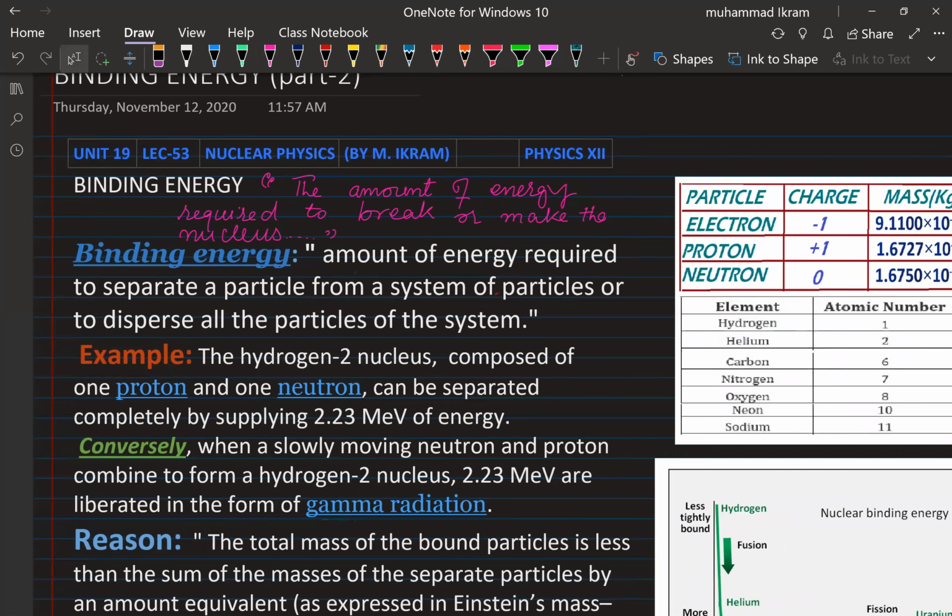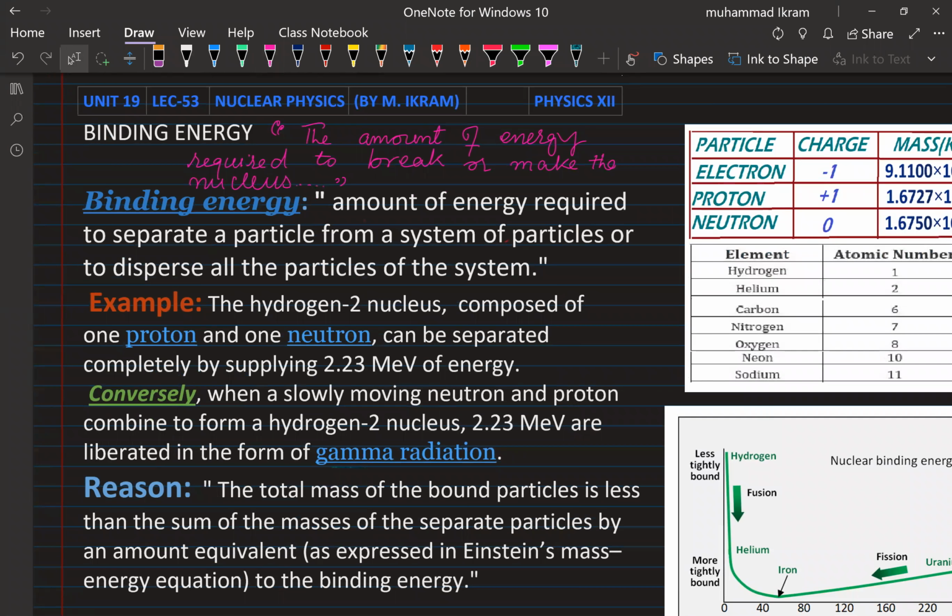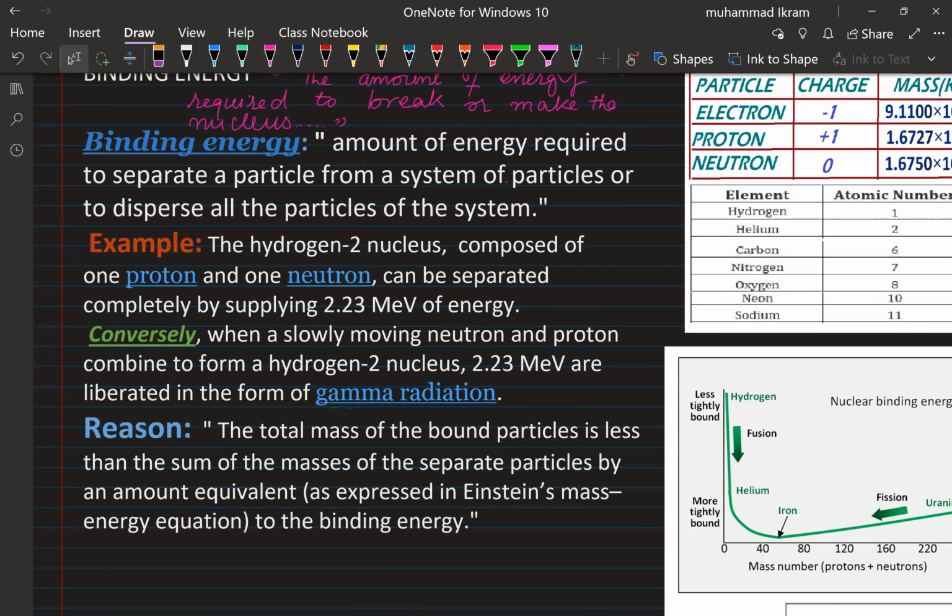Look, if we separate the system of particles, then the amount of energy released during this process is binding energy. The question is why energy is released, and you need to remember this part, and I will explain. Let me start from a very simple example. For example, the hydrogen 2 nucleus, composed of one proton and one neutron, that is deuterium. We can completely separate them when we supply energy equal to 2.3 MeV for that system.